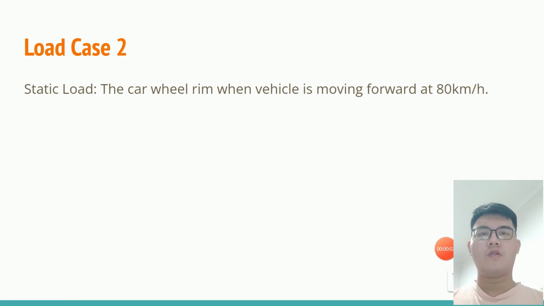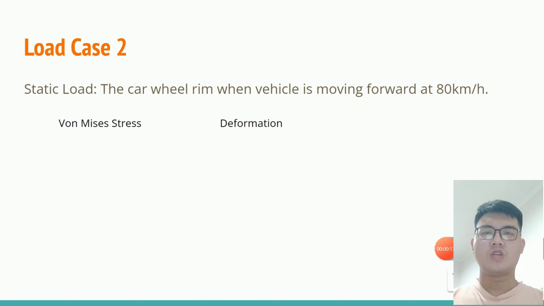For load case 2, it is a static load where the wheel rim is going to support the car with 4 passengers when moving forward at 80 km per hour. Same as load case 1, we're going to study the von Mises stress, displacement or deformation, and lastly, factor of safety.